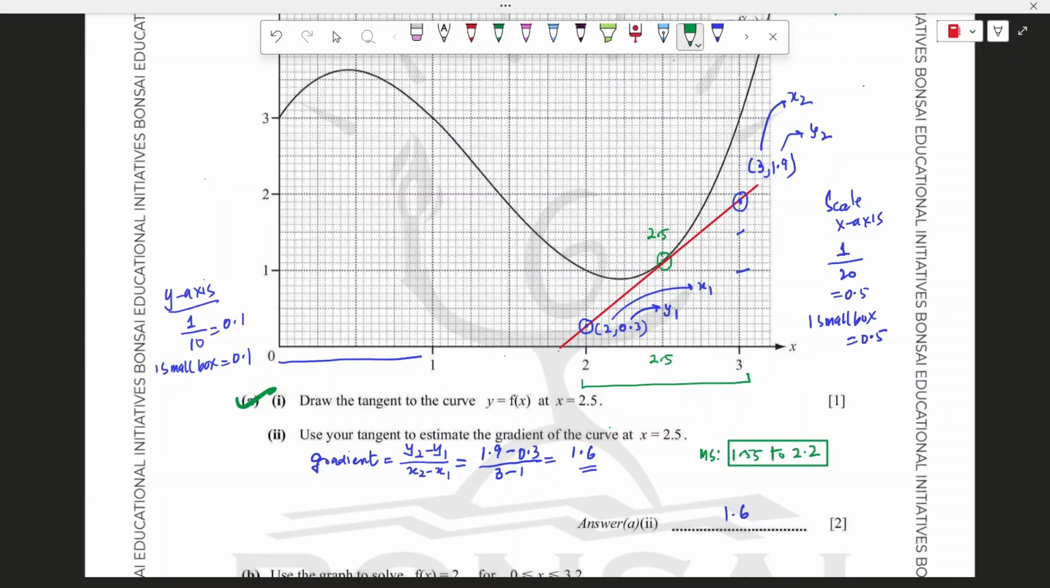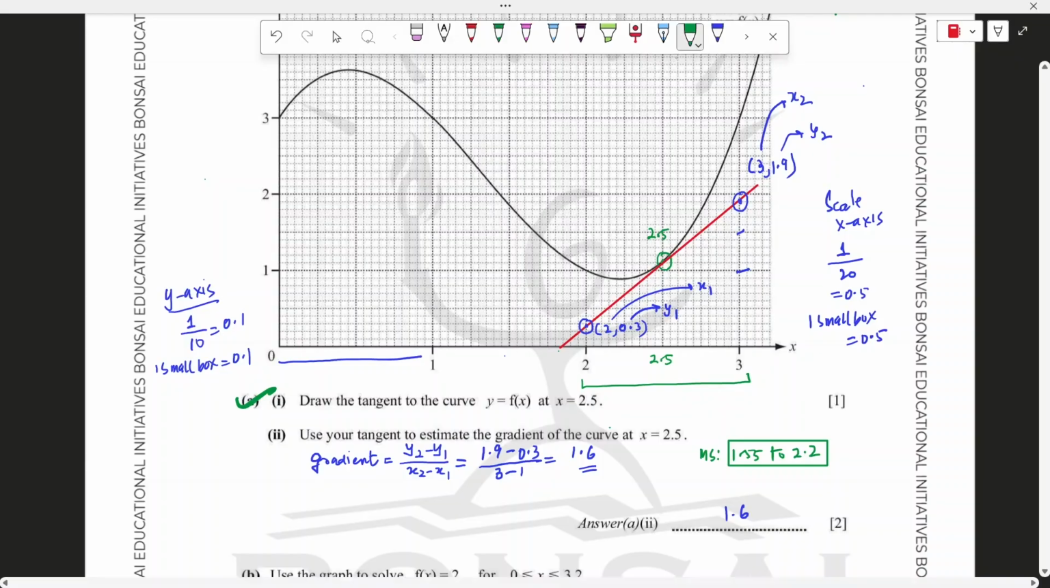Because when you are drawing the tangent with your ruler and pencil, it is not necessary that every student is going to make the same tangent. There may be a slight variation in the tangents. Okay, so that is done.